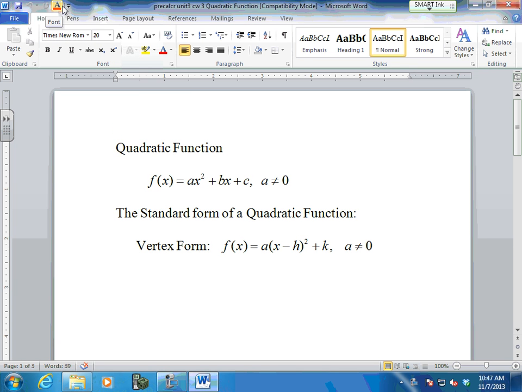Your quadratics fall in this form, ax squared plus bx plus c, right? You use this when you use the quadratic formula, you pull out your a, b, c. We also have another form.